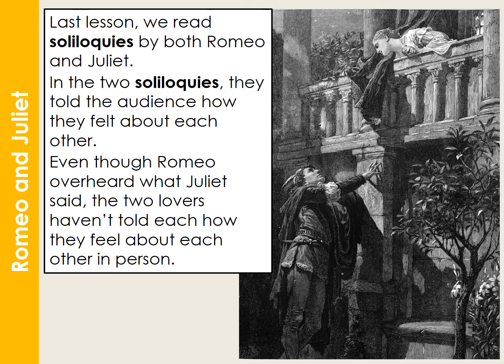So last lesson, we read soliloquies by both Romeo and Juliet. In these two soliloquies, they told the audience how they felt about each other. Even though Romeo overheard what Juliet said, the lovers have not told each other how they feel about each other in person. And there you can see Romeo staring up at his love, Juliet, on the balcony.